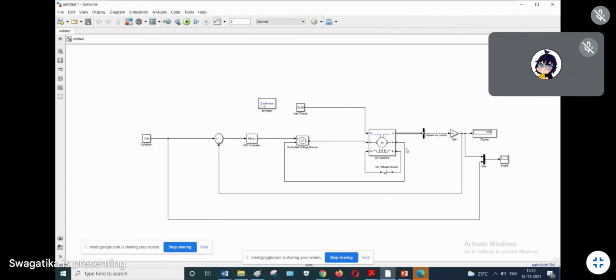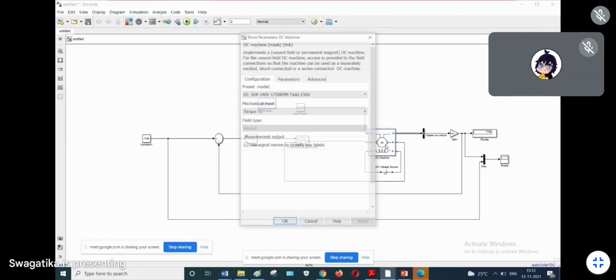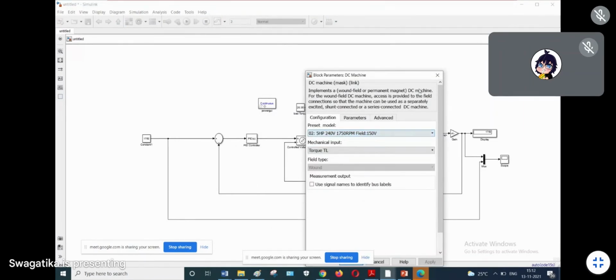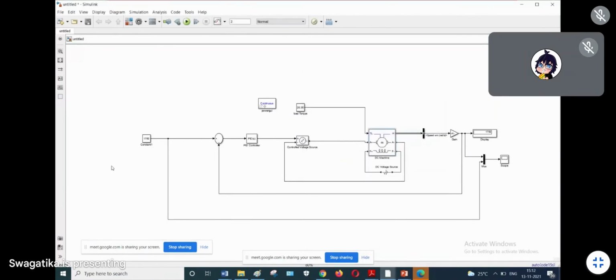According to the specification I have taken, here it is 1750 rpm, right? That's why the reference speed is 1750 rpm. That is our reference value. We should get the output to match the reference value, right? So first of all, you can take your PID controller without tuning.